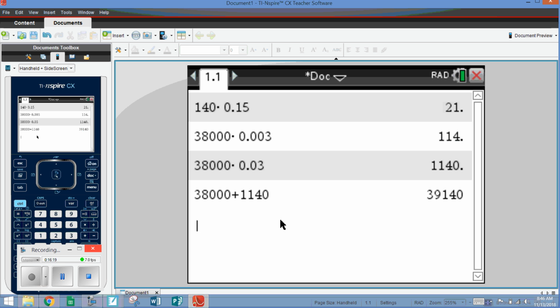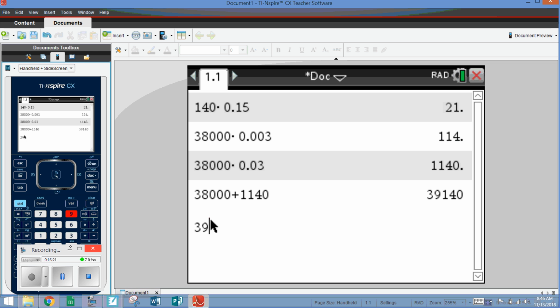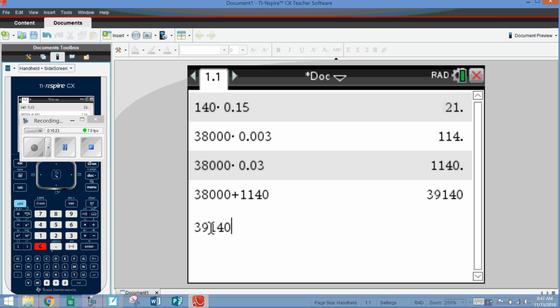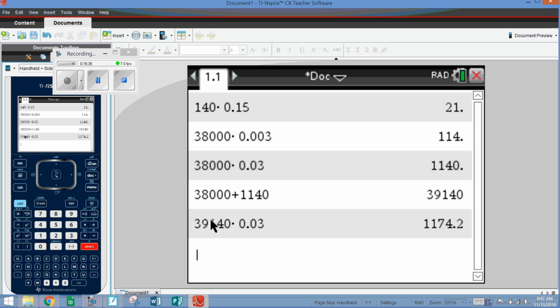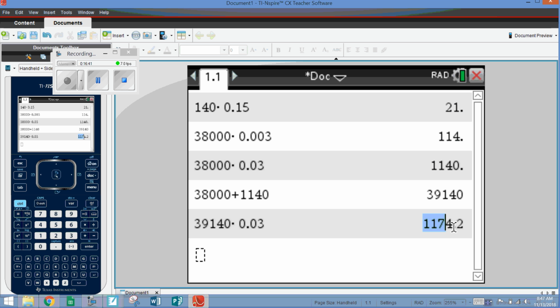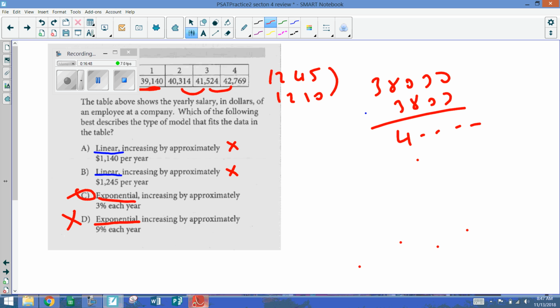So I'm going to get that number here, 39,140 times, again, the same 3%, right? 0.03. So it's going to be 1,174. I'm going to add that amount to this, so it's going to give me the third year's amount. So each year 3% increasing. That makes that an exponential increase.